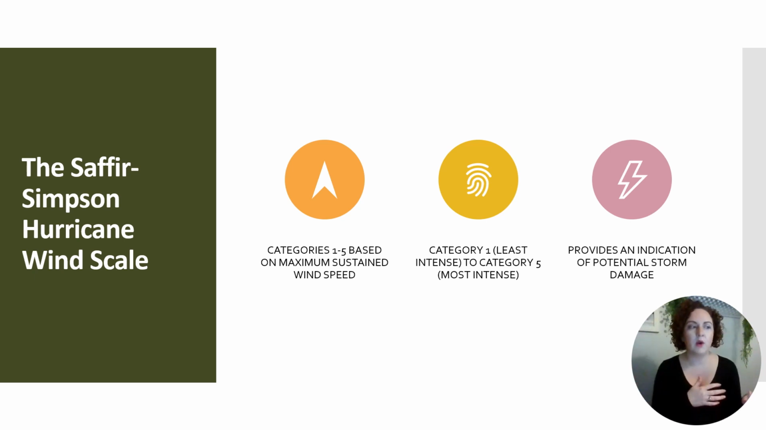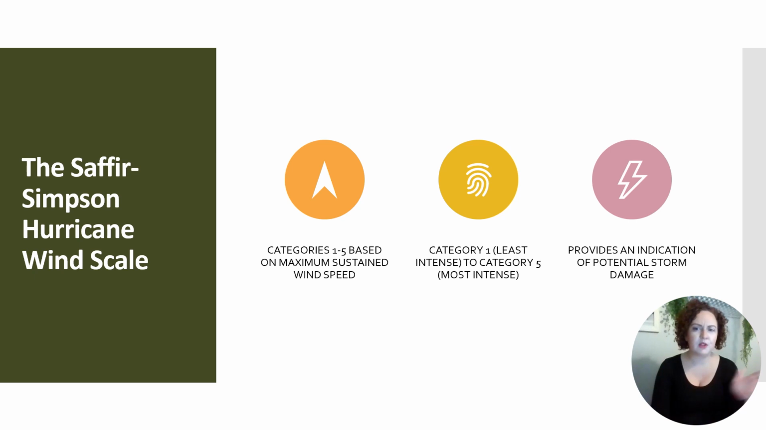So Category 1 is the least intense. It's still intense because, as we know, it's more than 74 miles per hour wind, all the way up to Category 5, which is the most destructive. This provides an indication of potential storm damages. So it allows people within those communities to start to prepare themselves for what might be on its way. Now, let's talk a little bit about what all these winds and categorizations truly mean.